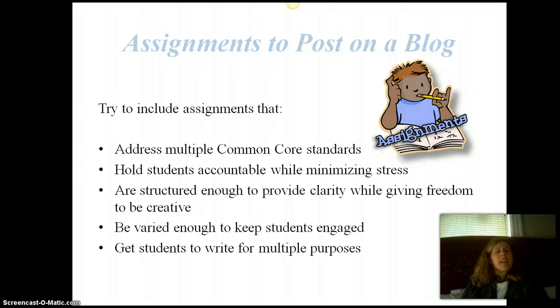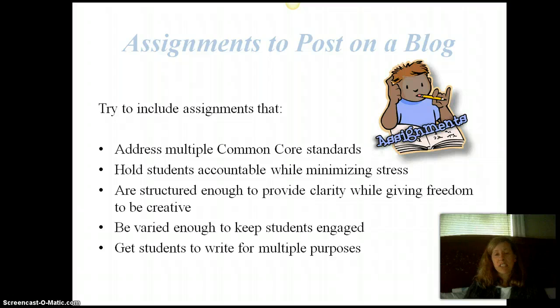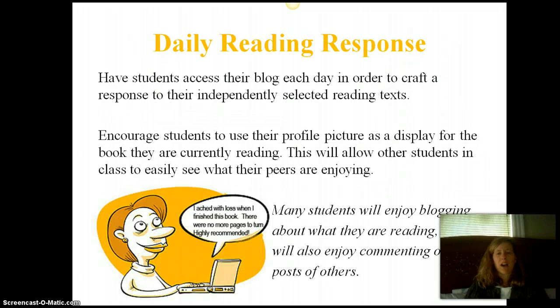So now that you've convinced us that blogging is good and given some heads up about blogging, what kind of assignments would fit a blog? And you've given some examples here, ones that address Common Core and ones that keep kids engaged. And here's a good example. I especially like how you have their profile picture be the book they're reading so that other kids can see what books different people are reading.